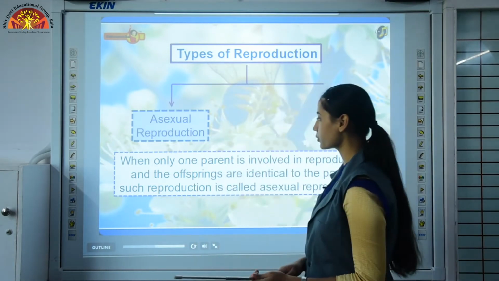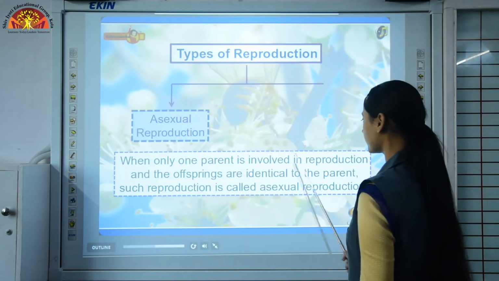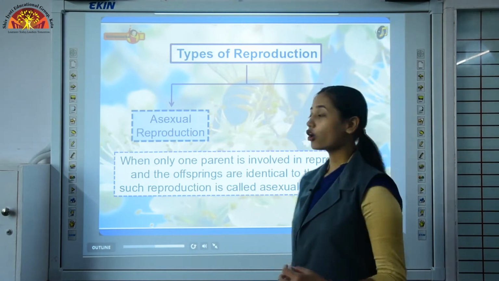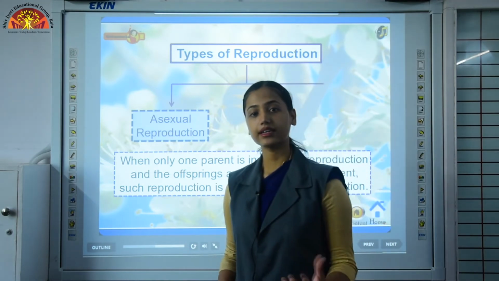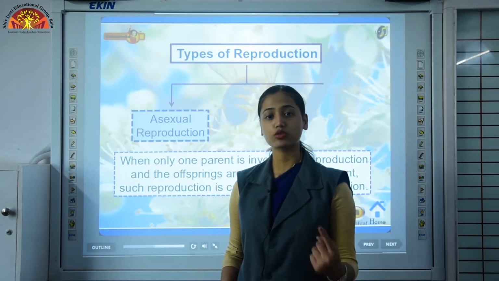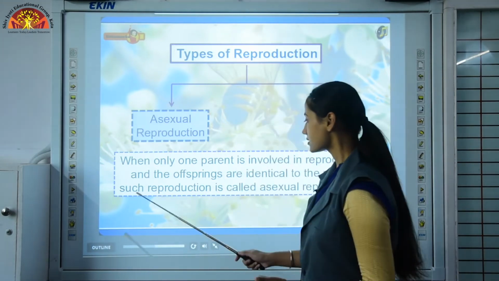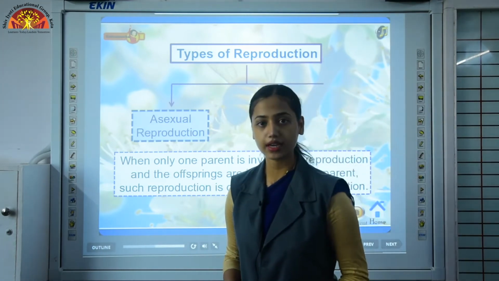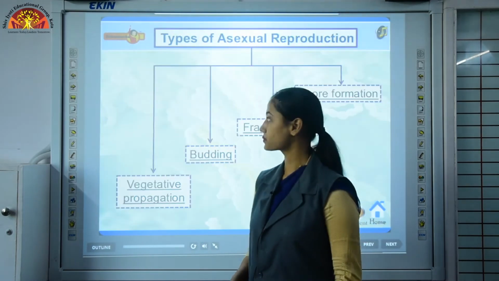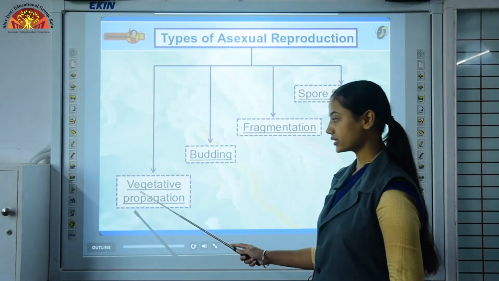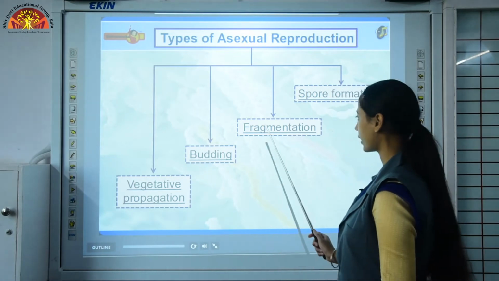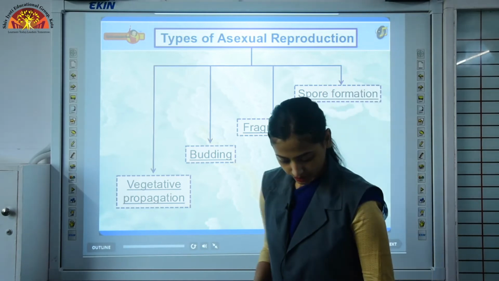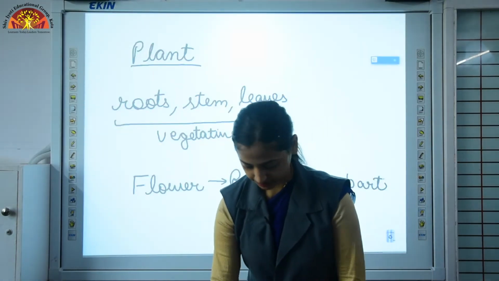So what is asexual reproduction? When only one parent is involved in reproduction and the offsprings are identical to the parent. Why are the offsprings identical? They are similar, they look alike their parents because only one parent gave birth. Such reproduction is called asexual reproduction. Now in case of asexual reproduction, we have four types. First, vegetative propagation, budding, fragmentation and spore formation. We will discuss each type one by one. We will start with budding first.